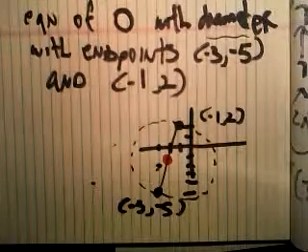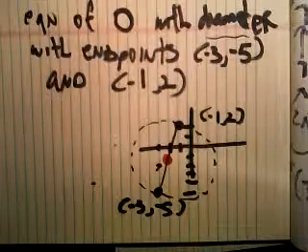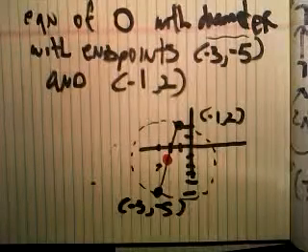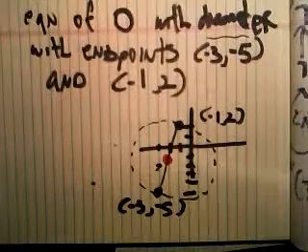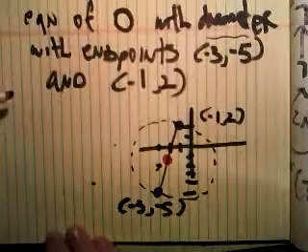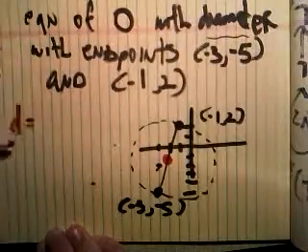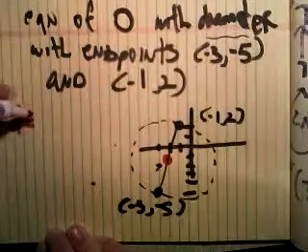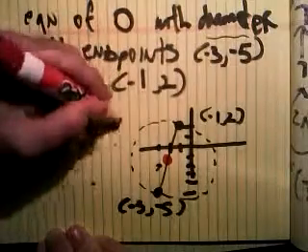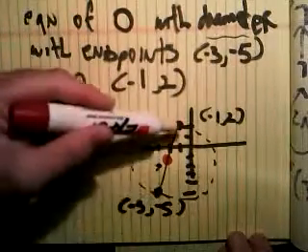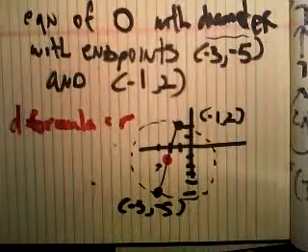So the distance formula is going to give us the radius. The distance formula is going to give us r, because from here to here will give us the distance, and then we would divide it by 2 to come up with the radius.